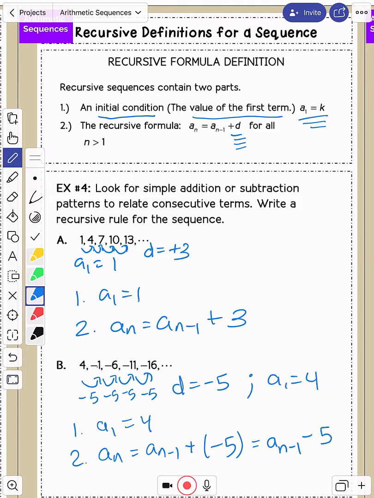And recursive formulas aren't as useful just because you have to know the term right before. So if I ask you to find the 50th term, you'd have to know the 49th term to use this. Whereas with the other kind of rule, you don't. You can just plug and chug.